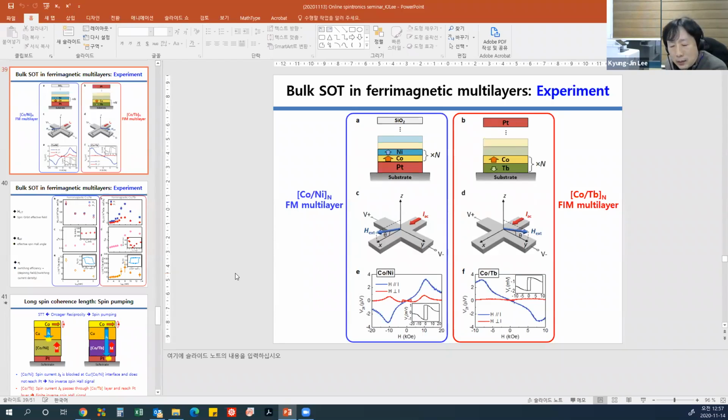Yeah, I think that it's a very different situation. It's a long distance spin current, right? Not the transverse one. Then the story is very different. I see. Is there another question?